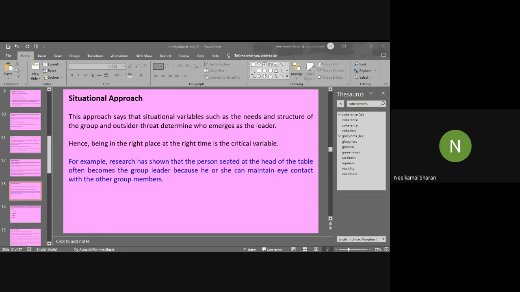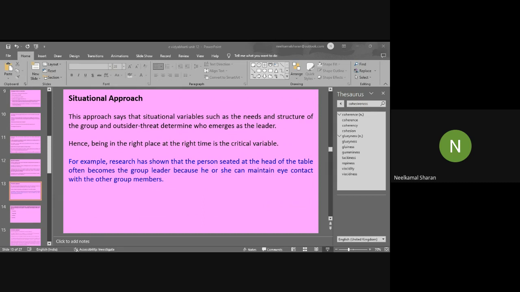I will explain this approach with the help of one example. For example, let us take a cricket team. The captain of a cricket team is the leader of the team, and he has the qualities of being a good leader. But what happens when a player is not able to play a particular match, and instead of that person one new member joins the group?